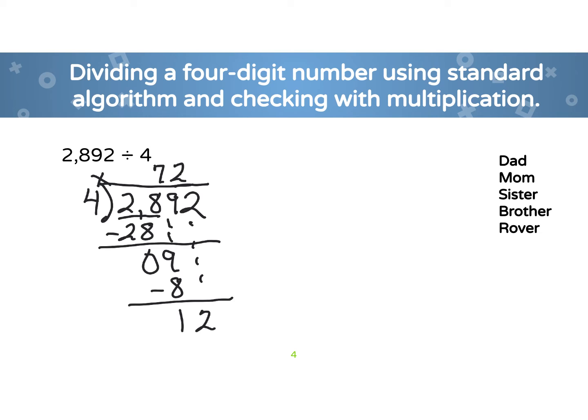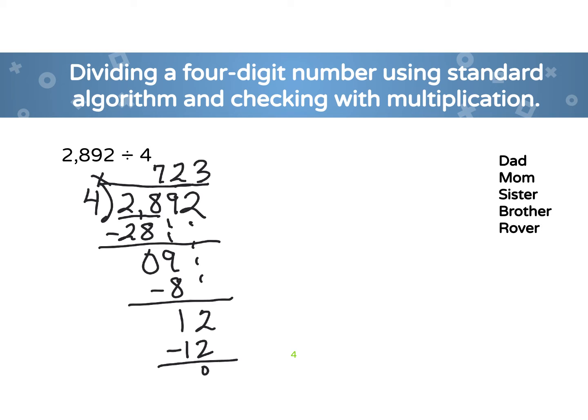Divide. 12 divided by 4 is 3. Then I'm going to multiply. 3 times 4 is 12. And then I'm going to sister subtract. And then I'm looking, I don't have anything to bring down, so I have 0 remainder. So I know that my quotient is here, 723.